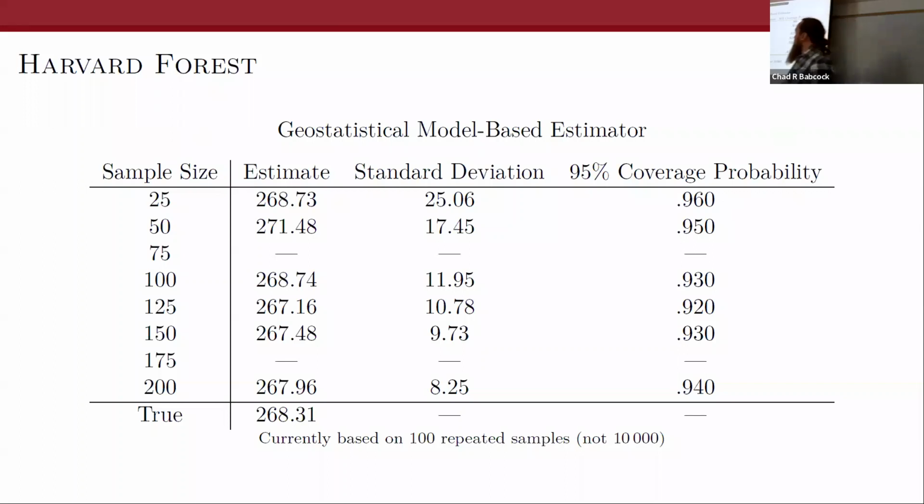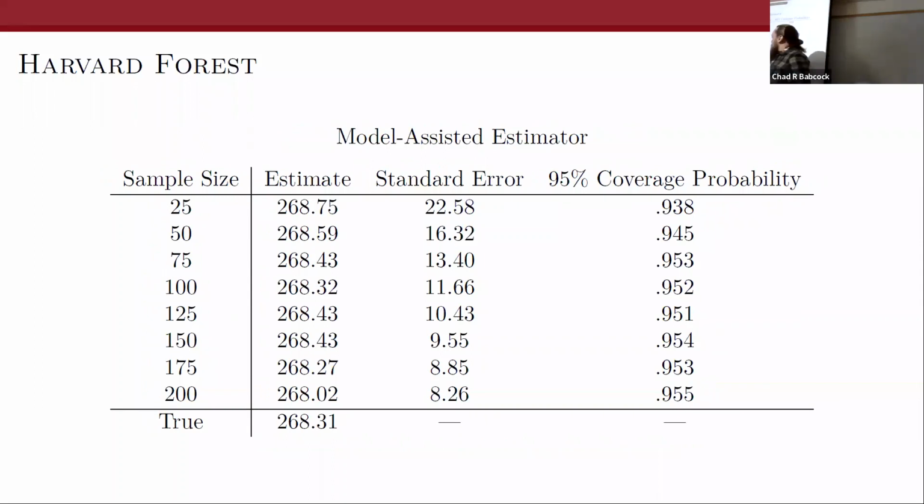But interesting things. You notice that I changed standard error to standard deviation here. This is a terminology situation when we start moving between frequentist and Bayesian statistics. Instead of calling things standard errors, we call them posterior standard deviations. But they end up having the same sort of interpretation in a sense. What's nice is you can see, we can bounce back and forth again. We have an 8.25 on 200, and then for the model-assisted estimator, we're coming out at 8.26.